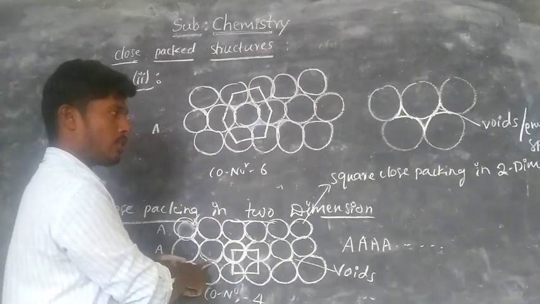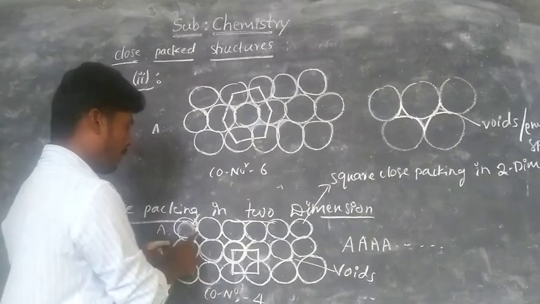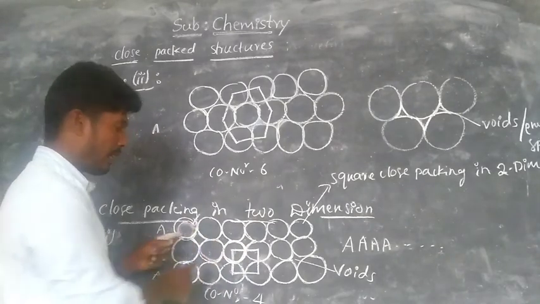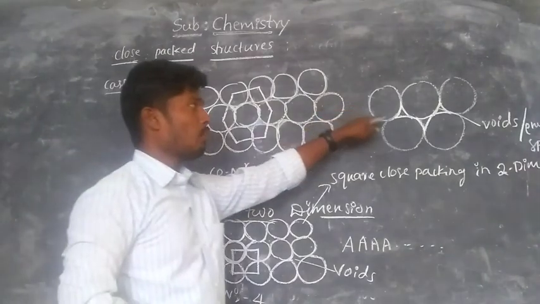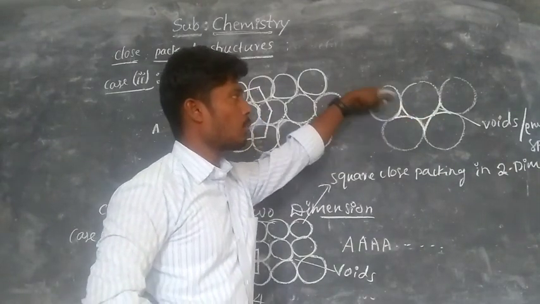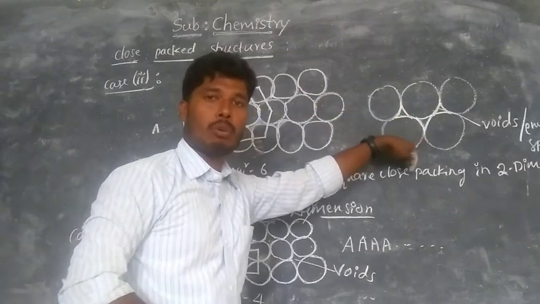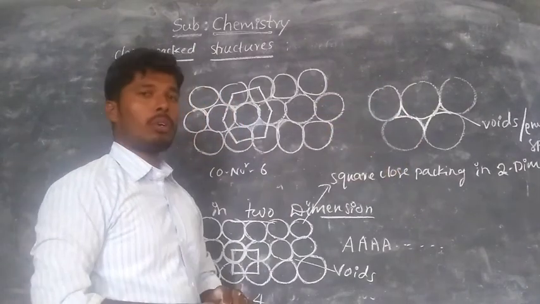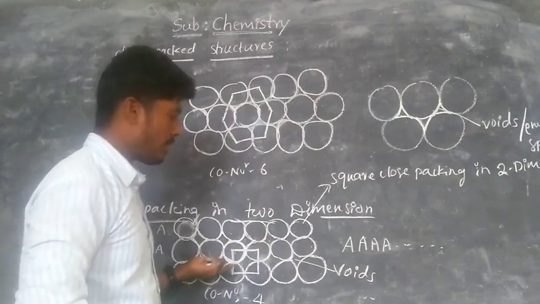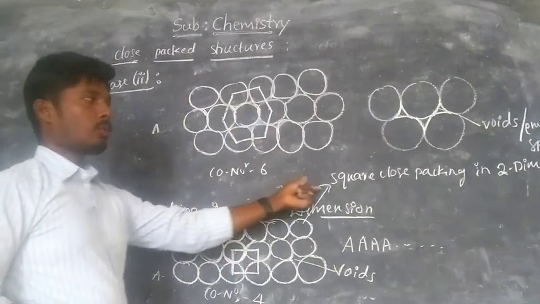In two dimensional square closed packing there is large empty space, that is voids, that is like a square. And in hexagonal this is like triangles. There are two types, one shows the top side and one shows the downside. Therefore the hexagonal closed packing is more efficient than two dimensional square closed packing.